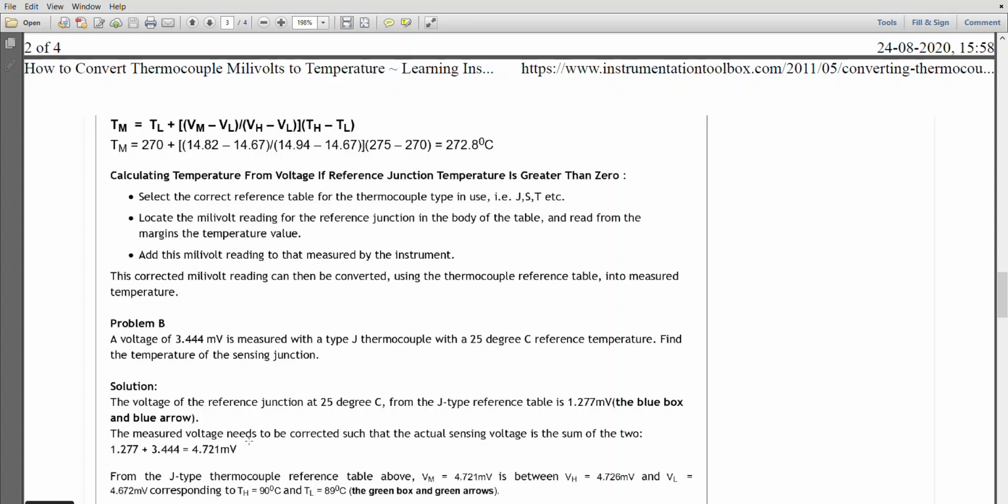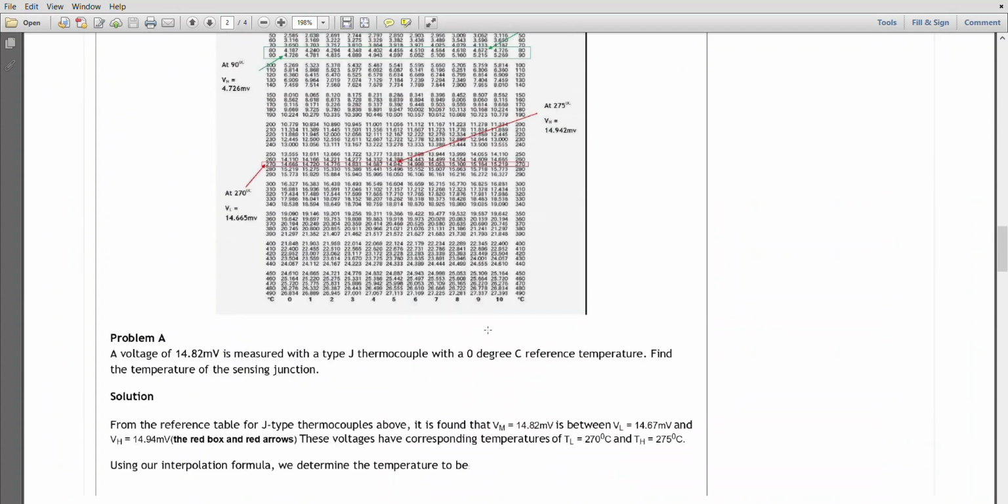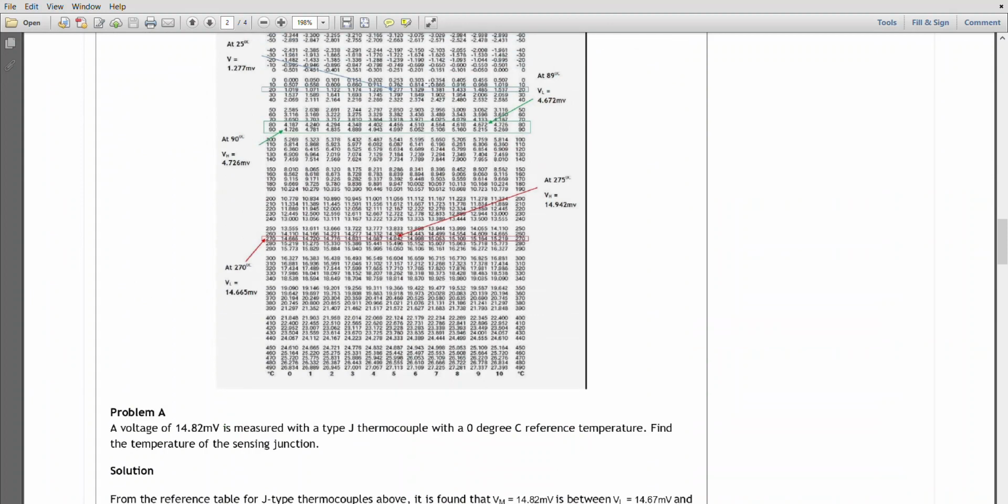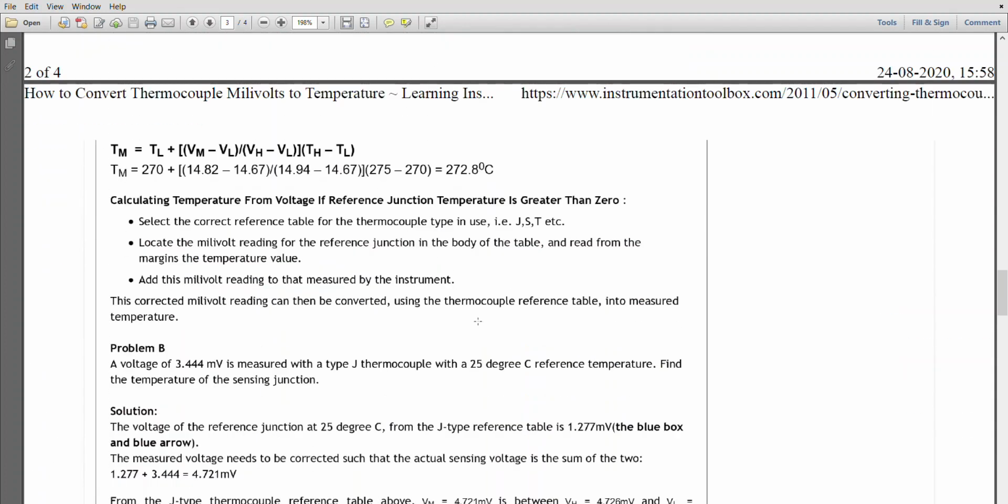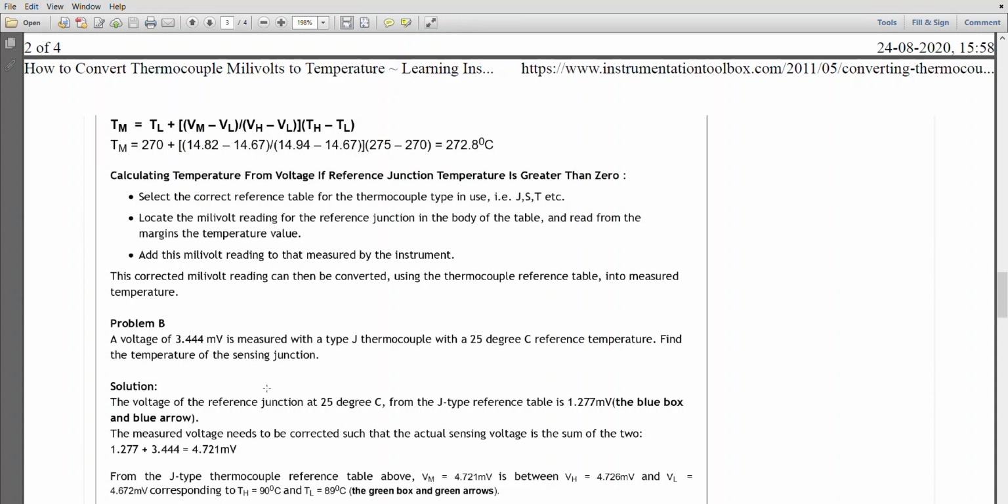Because of this increase of 25 degrees in the reference, this value is not measured, but only 3.44 is measured. So you need to add up this value. How do you add up this value? You go to the 0 degree reference chart and find 25 in that. You find the 25 and add it. The moment you add the 25, the actual voltage your system should give at 0 degrees is found. How do you find it? You add 3.44 to 1.277, and you will get 4.721, right?